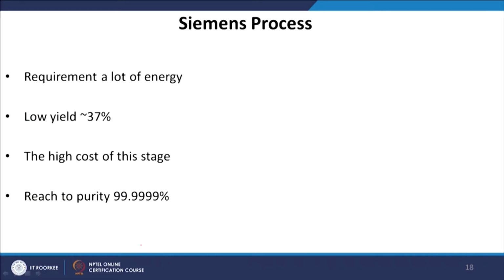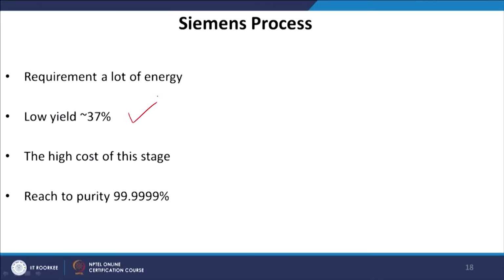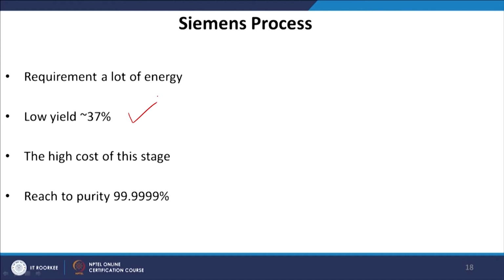Now, the Siemens process has some disadvantages. One big disadvantage is that it requires a lot of energy, and actually this is the main reason why the single crystal silicon solar cell is so costly, and the yield is also low, like 37%. In industry people like the yield to be very high and the cost of production to be low. The cost is high, but the advantage is that we can reach a purity of 99.9999%, and you can even add 2 more 9s for an industry grade silicon. So, there are some disadvantages and some advantages related to the Siemens method.